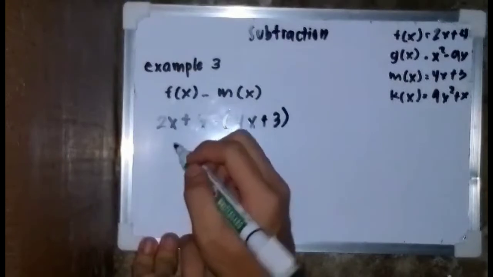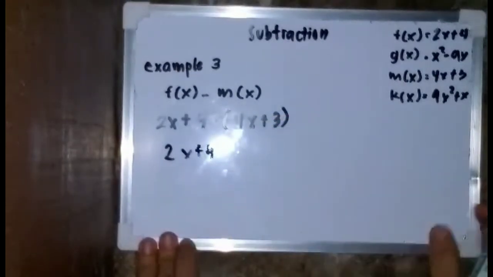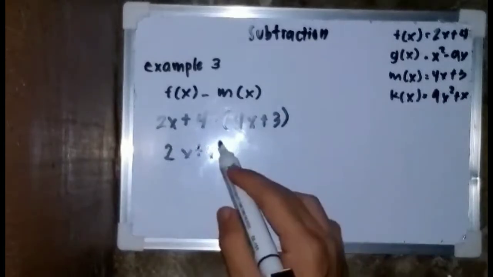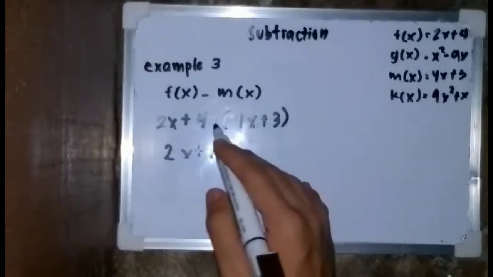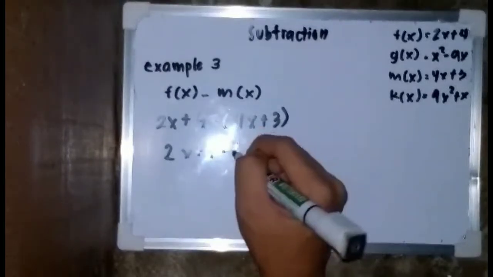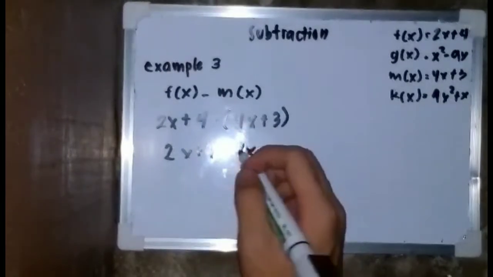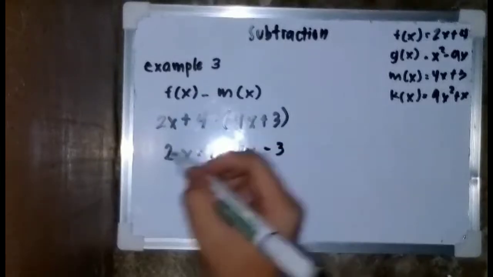So, i-bring down lang po natin ito, 2x plus 4. So, ipagtatimes po natin yung negative sa second term natin. Negative times 4x is equals to negative 4x. Negative times positive 3 is equals to negative 3.